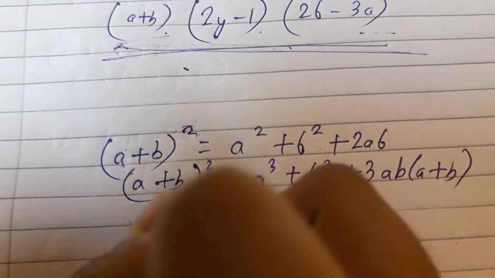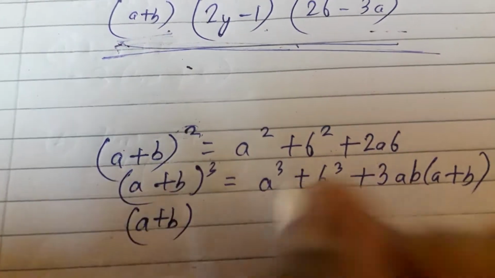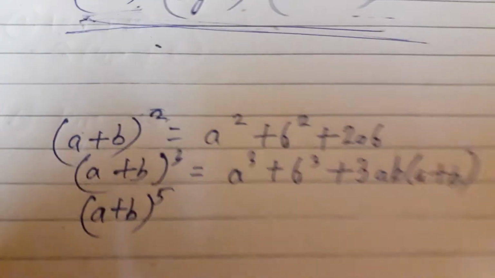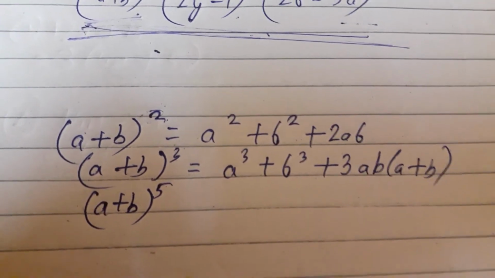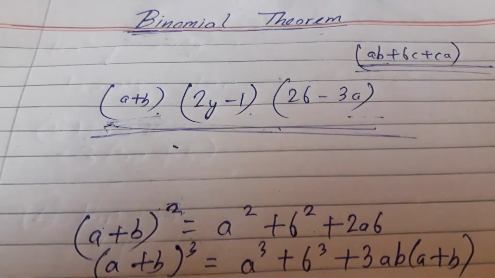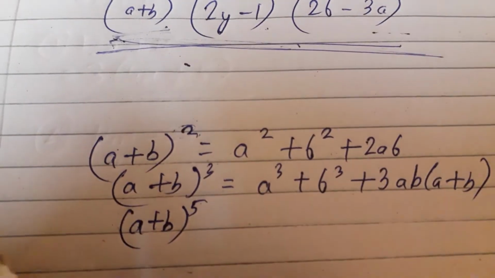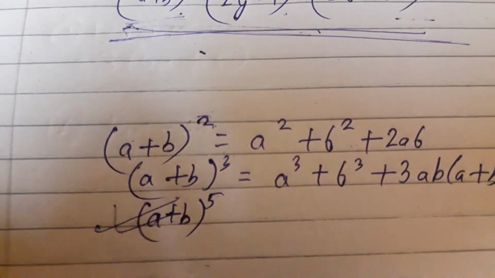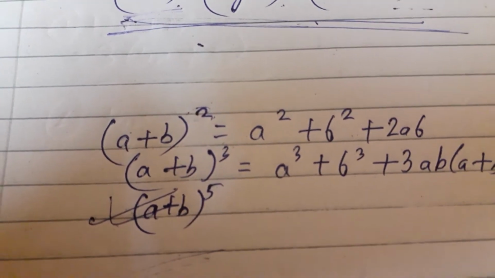But if a plus b whole to the power 5 is given, then it is very difficult for us to expand this without using the binomial theorem. So this is where you need this binomial theorem chapter. In this type of case we have to use the binomial theorem.